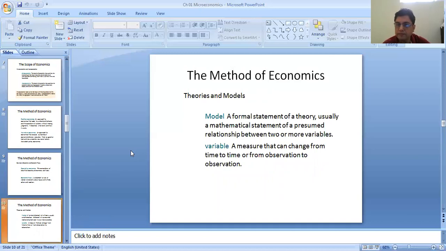Theory and model. A model is a formal statement of a theory, usually a mathematical or statistical statement. If we use data and equations to present the information, that is called a model. Variable: a measure that can change from time to time or from observation to observation.